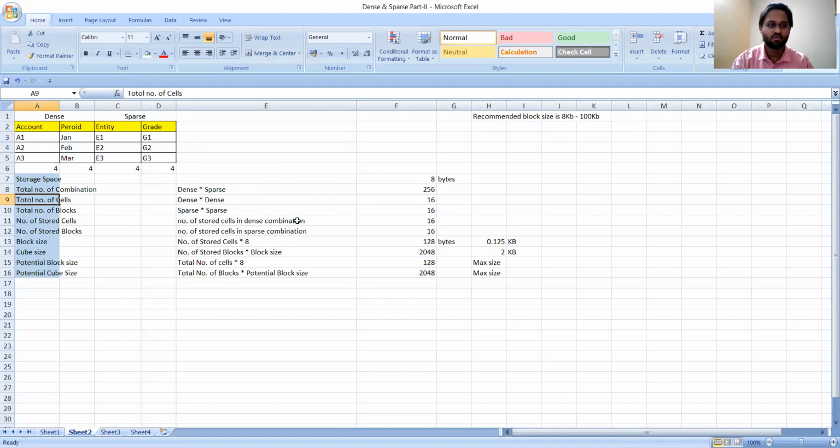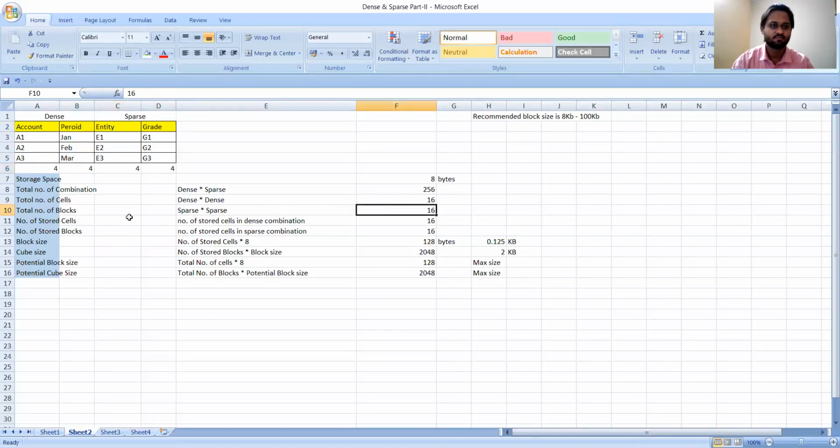Likewise, we have the total number of cells, that is dense into dense, account into period, which is 4 into 4, 16. And also we have the total number of blocks. The formula is sparse into sparse. The sparse into sparse combination gives us the number of blocks. There is 4 into 4 here, that is 16.